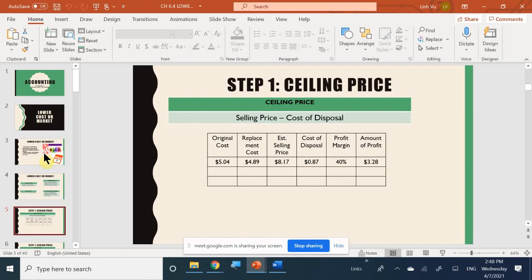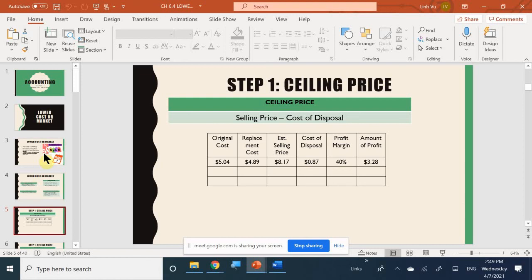So here we have an example. I originally purchased something that cost me $5.04. Fast forward, the market is telling me that it's no longer worth $5.04. The market right now is telling me that it's worth $4.89. But how I sell my price is that I choose to sell it for $8.17. It's going to cost me 87 cents to get rid of that item, whether it's to sell it or if I were to purchase that item. Okay?